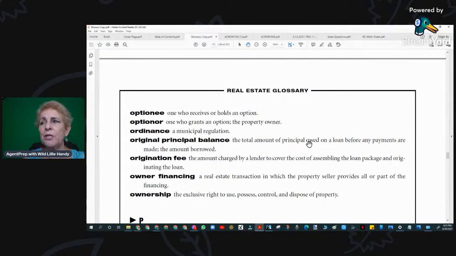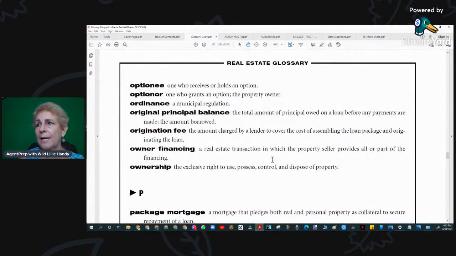The total amount of principal owed on a loan before any payments are made. So if the borrower borrowed $300,000, that's the original principal balance. Okay, every time they make a payment, the principal is going to reduce a little bit. I say a little bit because the interest rates are usually higher. Right now it's really low. So, very little money is going towards the interest, so a lot of it is going towards the principal, which is the actual loan amount owed.